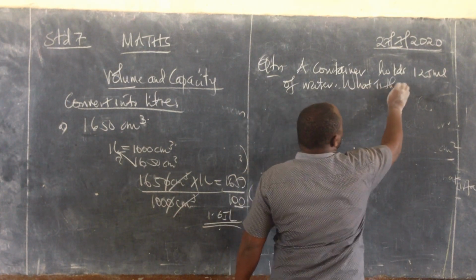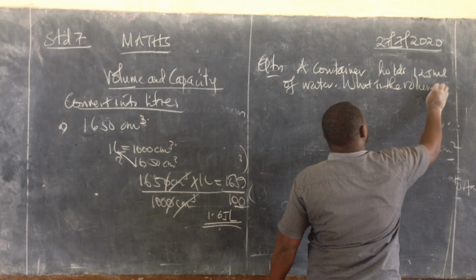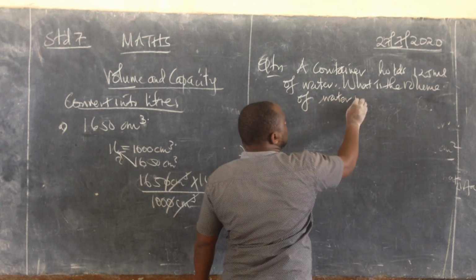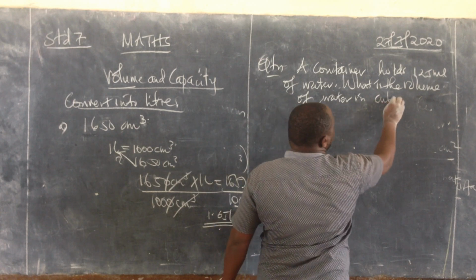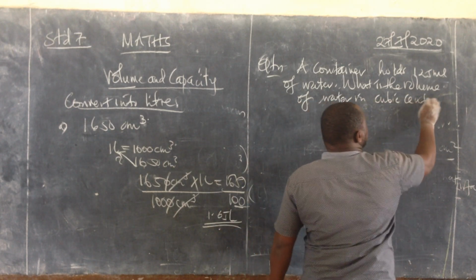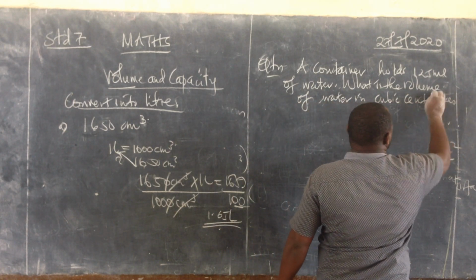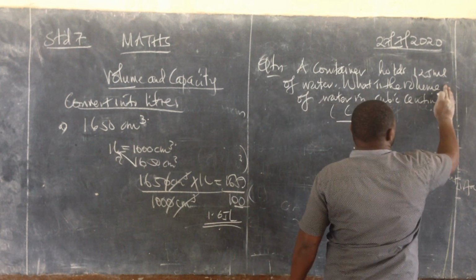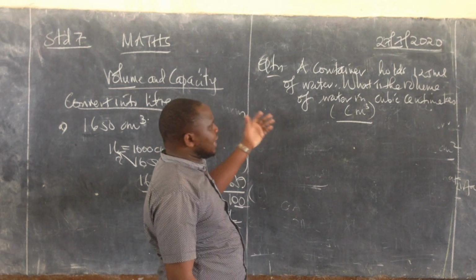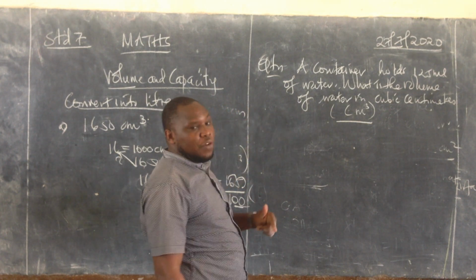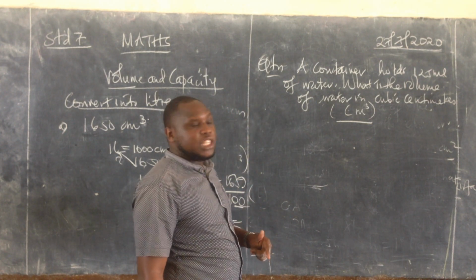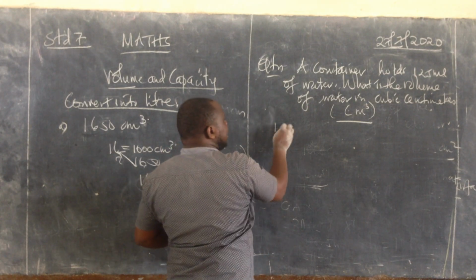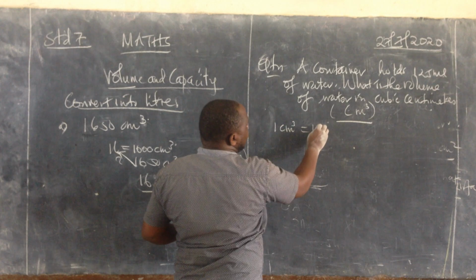What is the volume of water in cubic centimeters? Cubic centimeters means centimeters cubed, in other words. So if a container has 105 ml, you go for the relationship between ml and cubic centimeter. And I say 1 cubic centimeter is equal to 1 ml.